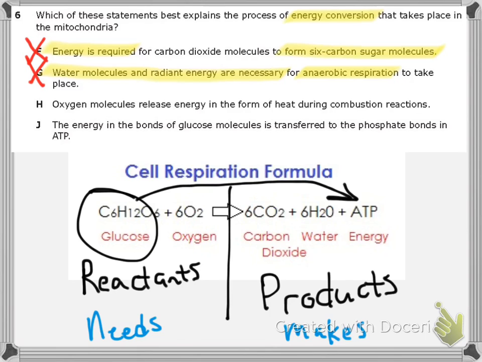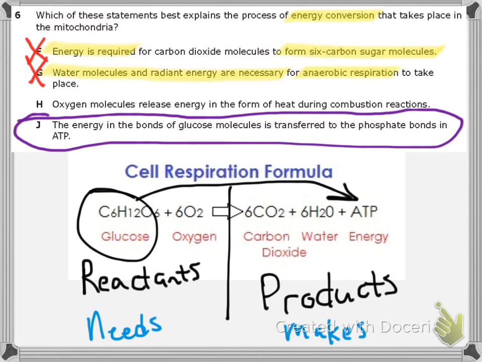All right, let's look at J. Let's seal the deal. The energy in the bonds of glucose, i.e. sugar, food, are transferred to the phosphate bonds in ATP. Awesome. So we know this is right because we know that our body makes ATP. That's essentially our battery. We eat sugars, we eat some foods. It charges the battery to ATP. And we won't go into it too much more than that, but that's all we really need to know.